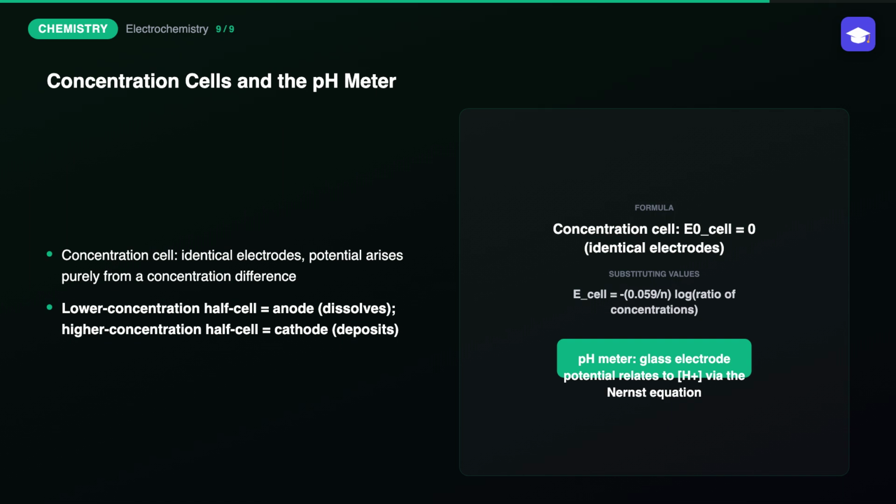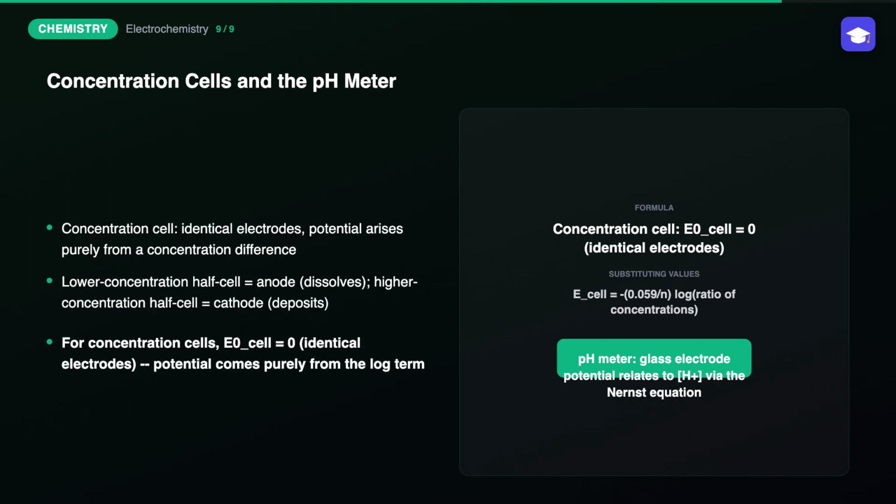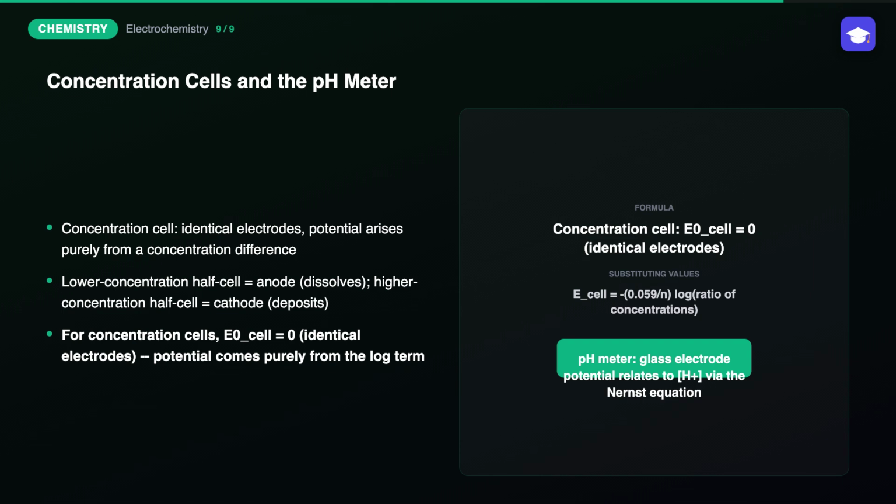Applying the Nernst equation to a concentration cell is genuinely elegant, since both standard reduction potentials are, by definition, identical for identical electrode materials. E naught cell itself equals exactly 0, and the entire measured cell potential comes entirely from the logarithmic concentration ratio term alone.